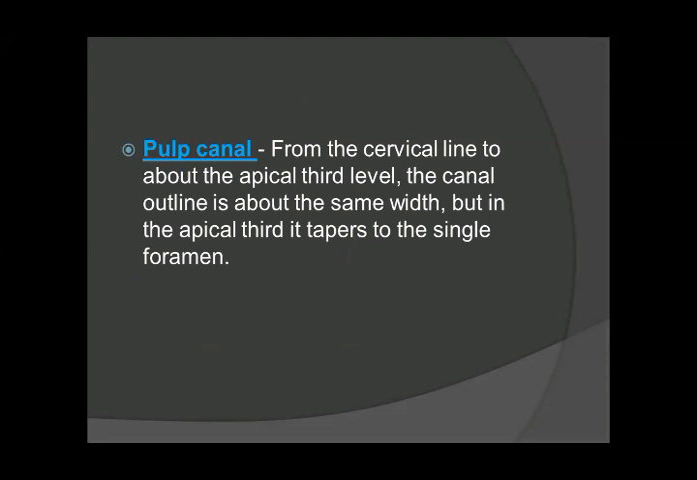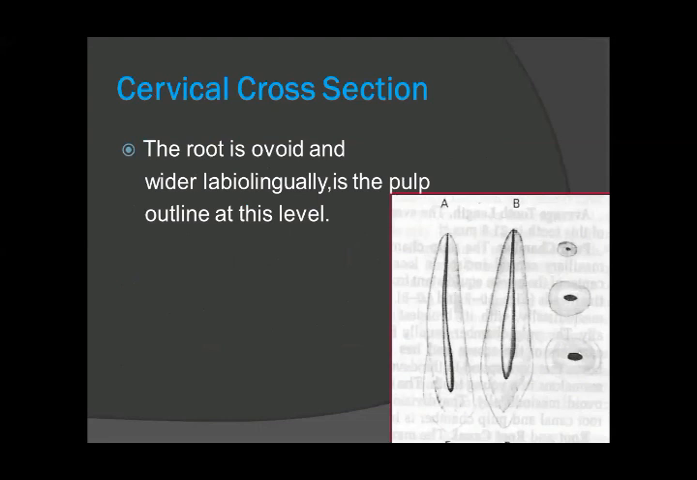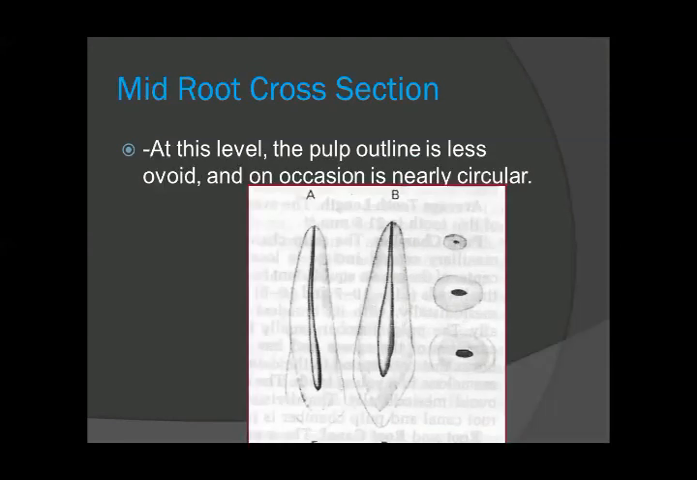Pulp canal, from the cervical line to about the apical third level, the canal outline is about the same width, but in the apical third it tapers to the single foramen. Cervical cross section. The root is wide, and the pulp outline is wider labiolingually at this level. At the mid-root level, the pulp outline is less wide and on occasions is nearly circular.